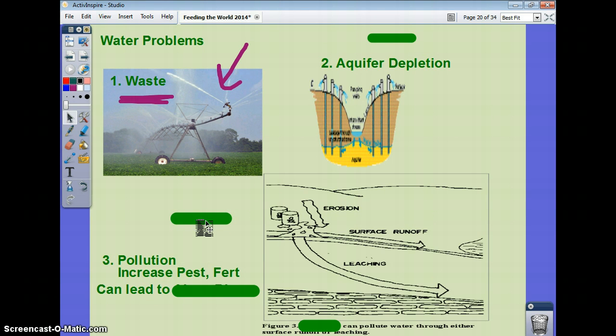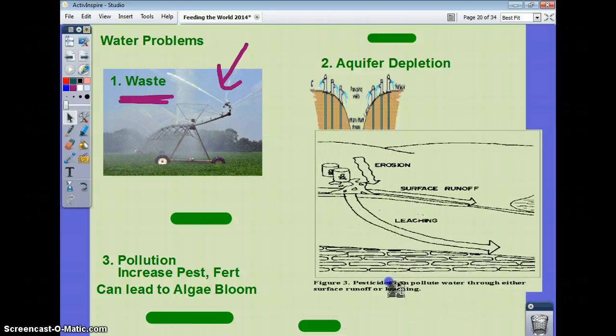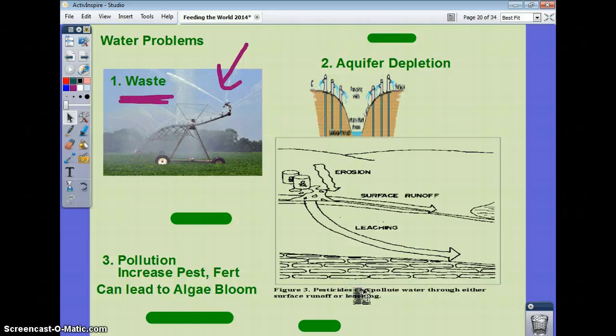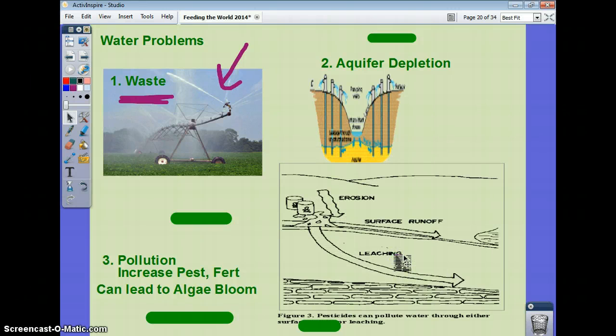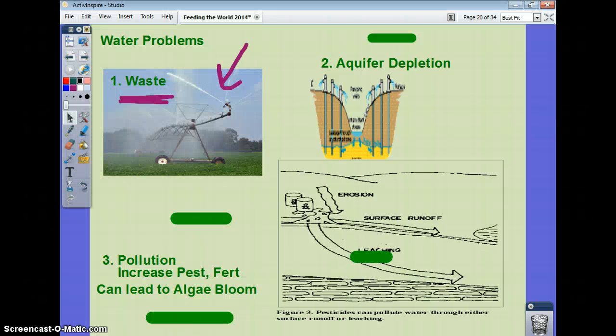And then pollution is number 3. If you increase pesticides and fertilizers, the water runs off with those chemicals and ends up in a body of water and can lead to a lot of things like algae bloom or degradation of the water supply. All right, so pesticides can pollute water because when they're excessively sprayed or added, water will take them down with them through the water cycle. So that's why it says here it can run off. Okay, or leaching, which is like infiltration with chemicals.